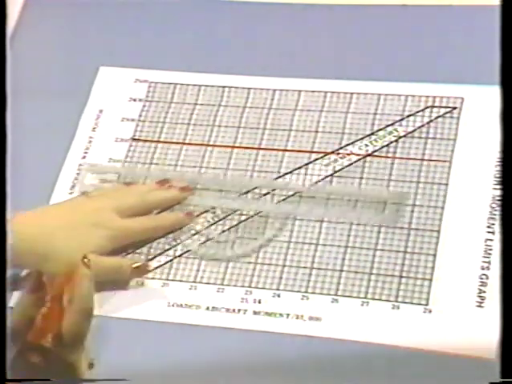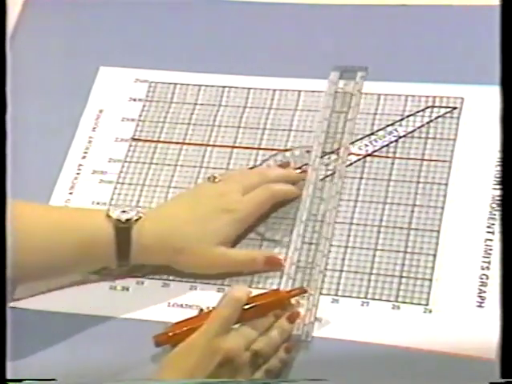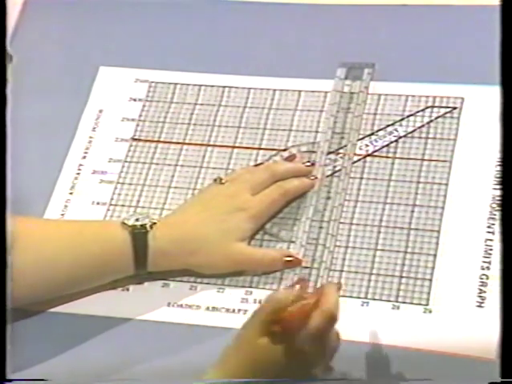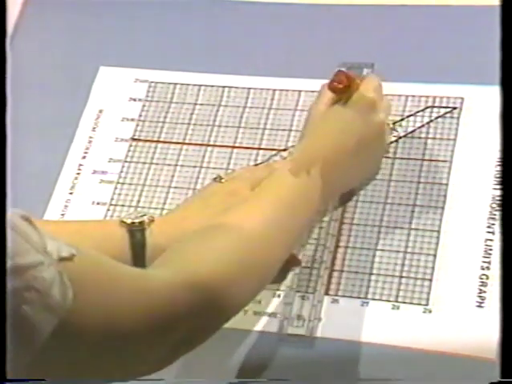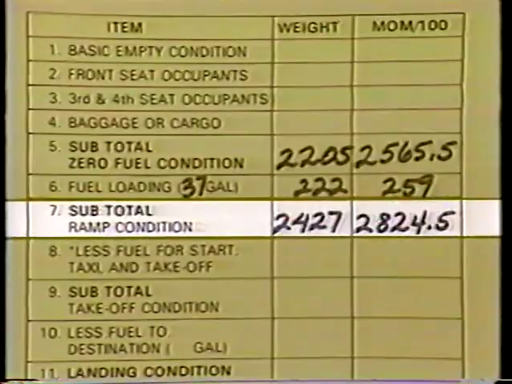Now, take your plotter and draw a line up from the moment number of 2,565.5 through the envelope. If the two lines intersect either on any of the envelope lines or anywhere inside the envelope, the weight and balance of the zero fuel condition is within the manufacturer's specified limits.